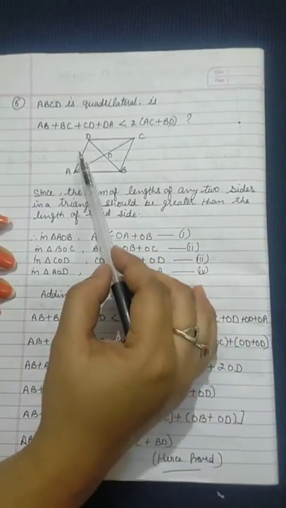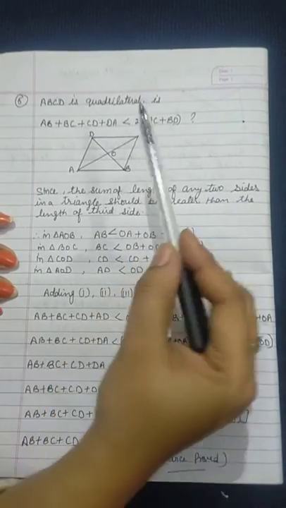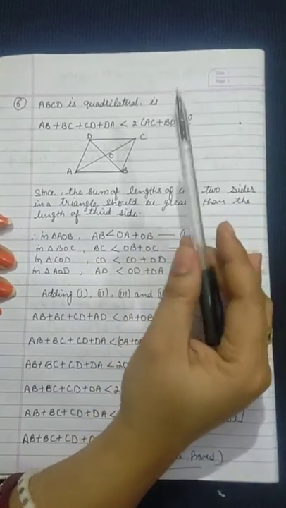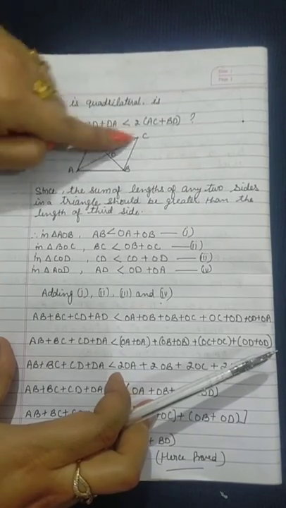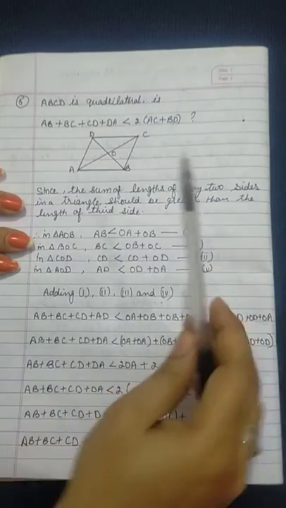Now we'll check that the sum of all the four sides of the quadrilateral is less than 2 times AC plus BD. Now we'll prove that the sum of all the four sides is less than the sum of the diagonals, the diagonals taken twice. So let's start this sum.